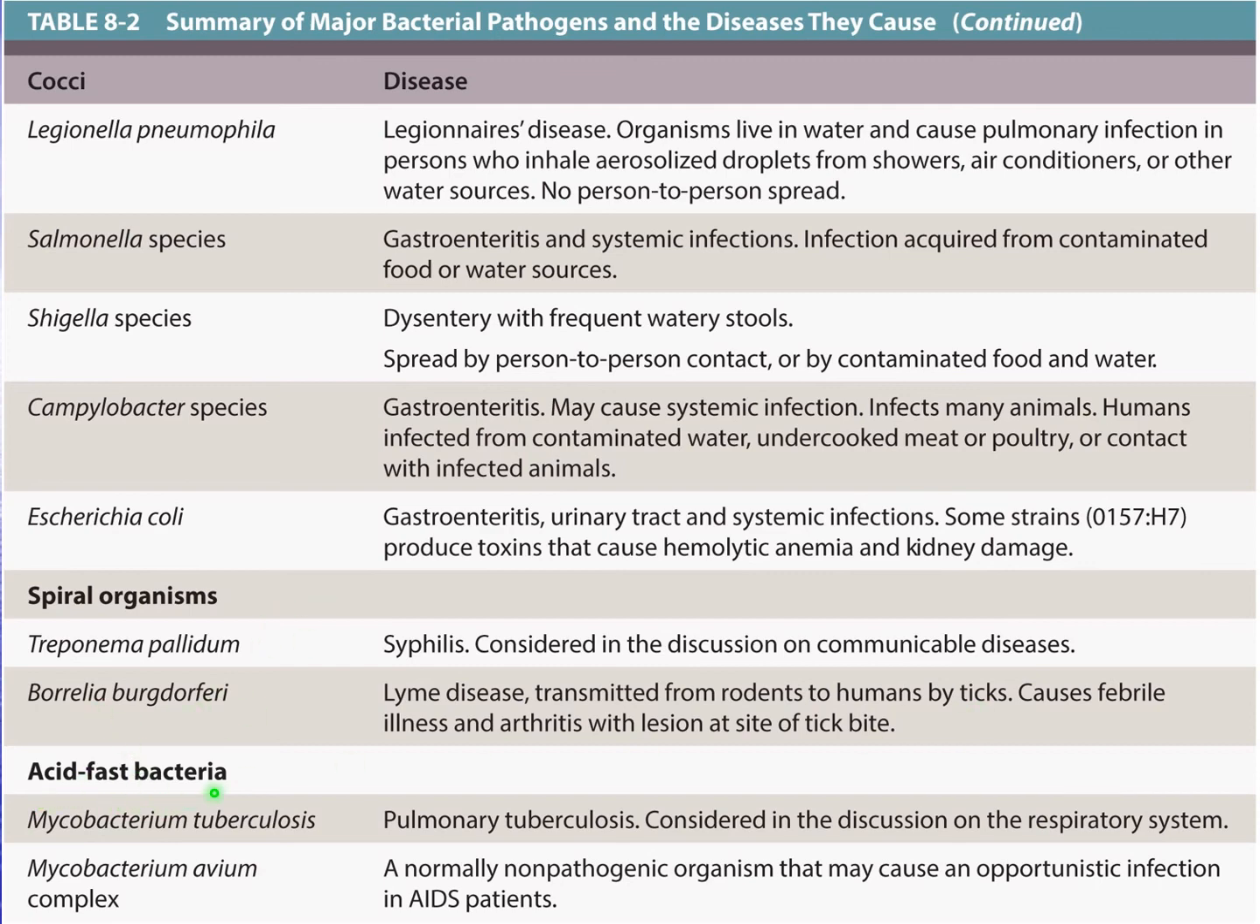Of the acid-fast bacteria, Mycobacterium tuberculosis causing pulmonary tuberculosis, Mycobacterium avium complex, which is usually a disease seen in birds, the avium, but can be an opportunistic infection in AIDS patients. And I'll put one more on here of the acid-fast mycobacterium, and that is Mycobacterium leprae, causing leprosy.